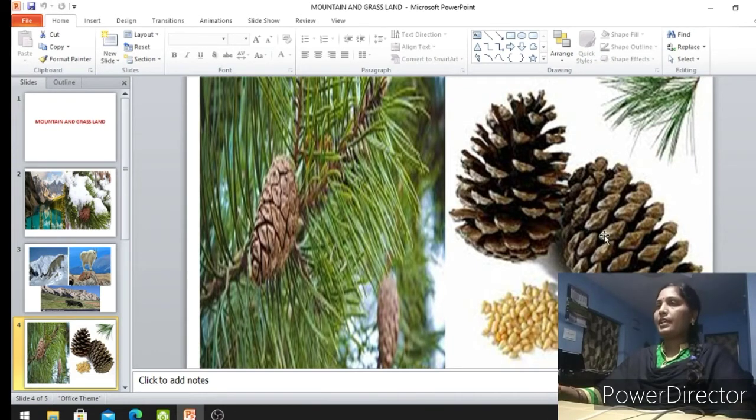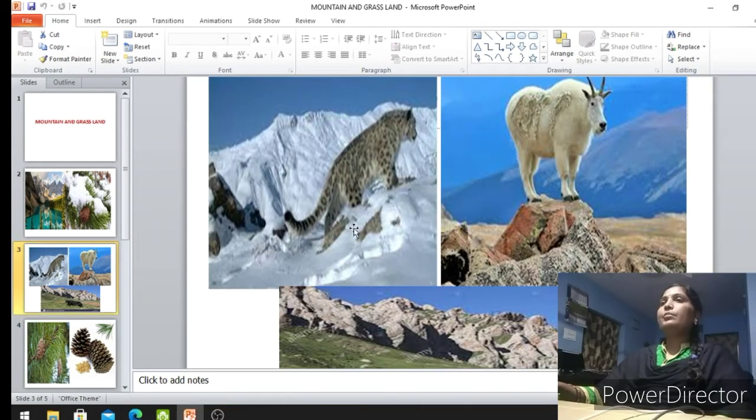We have the conifer collection in our science lab. You can see, when our physical classes start, the conifers, how the shape of the conifer helps to shed the water or the snow that falls on them. So you understood now how the structure and shape of the mountain plants are. Now we'll come to the animals. What adaptations do the animals living on mountains show?